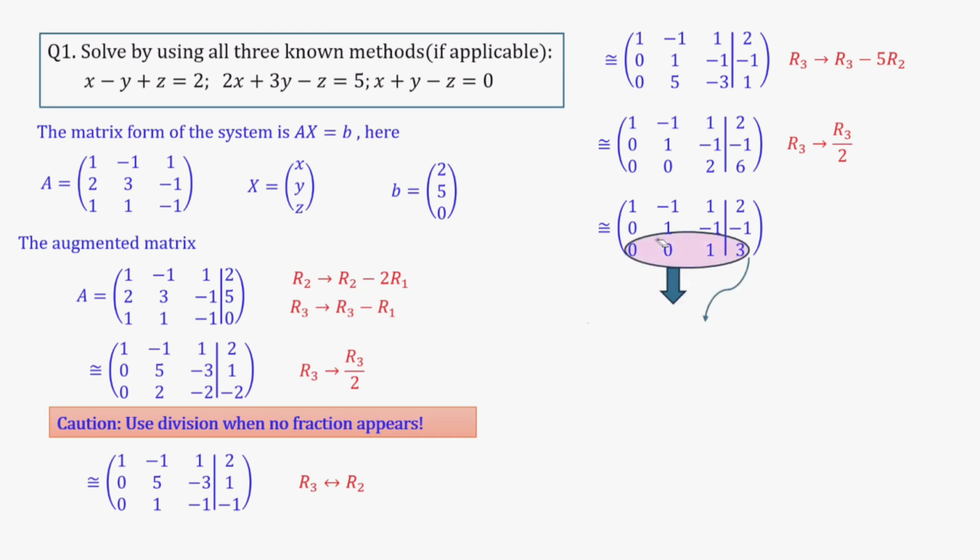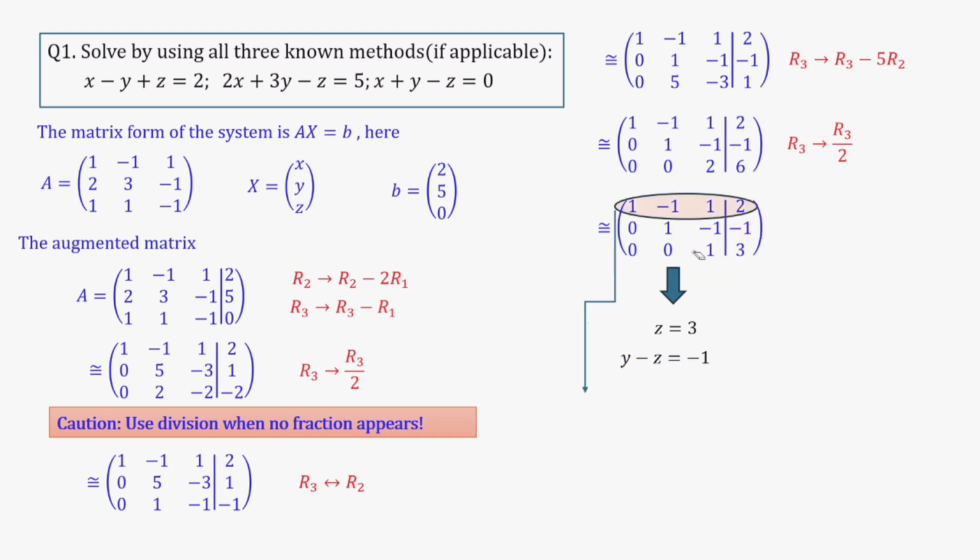So take this one. This row is equivalent to z is equal to 3. So you always start with the third row, and since these entries are 0, you get the value of the third variable directly. So this gives you z is equal to 3. Then move to the second row, and then you will have two variables: y minus z is equal to minus 1. Now the value of z is already known, so you can calculate the value of y.